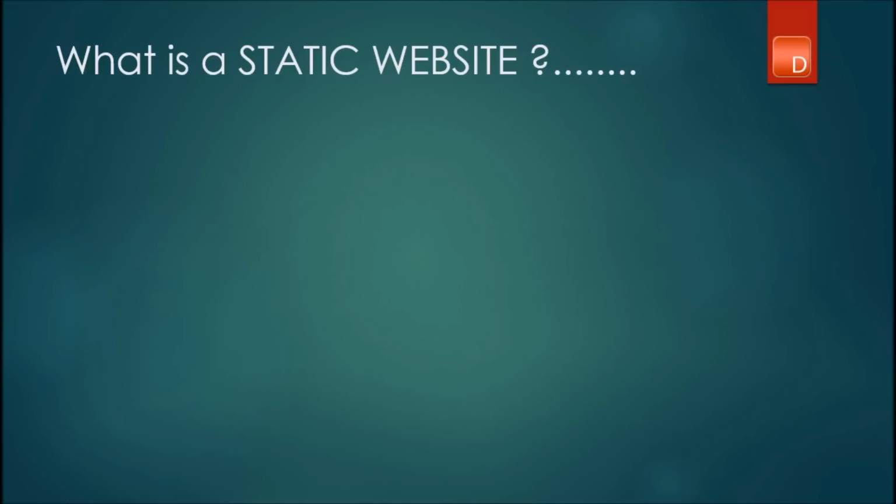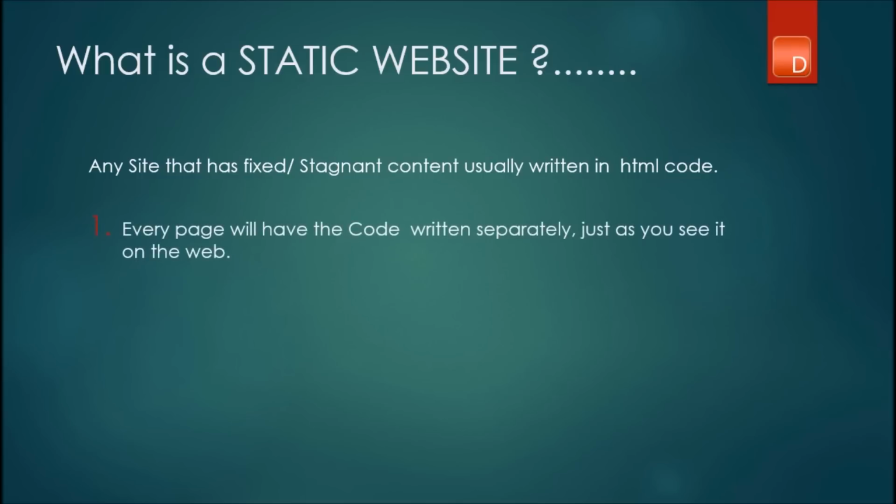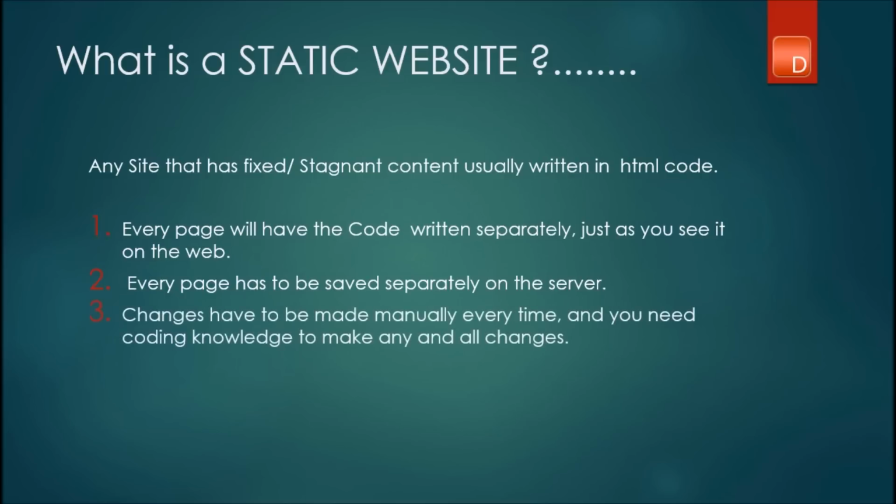What's a static website? A static website, by definition, is any site that has fixed or stagnant content, usually written in HTML code. Now, here are some ways that you can easily identify static websites. Number one, every page of a static website will have the code written separately, just as you see it on the web. Number two, every page has to be saved separately on the server. Number three, changes have to be made manually every time, and you need coding knowledge to make any and all changes. So what do I mean by this?